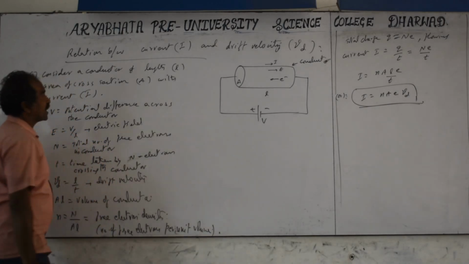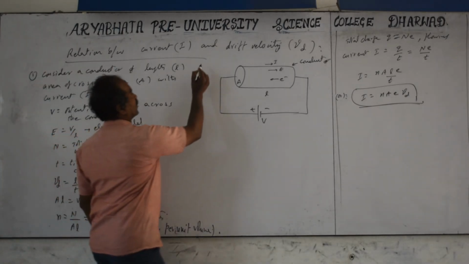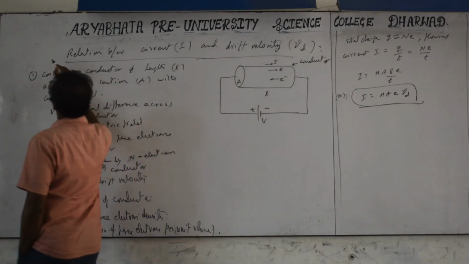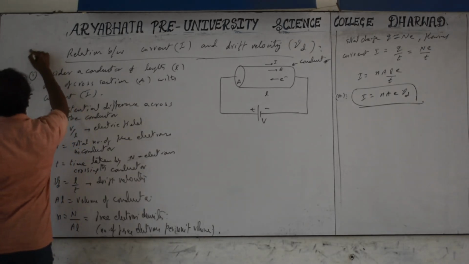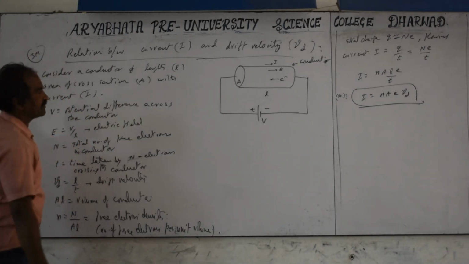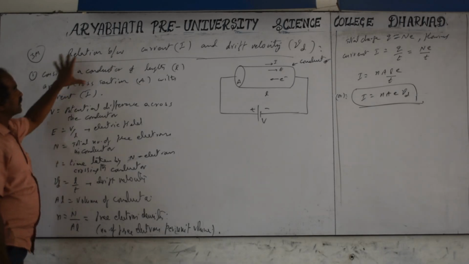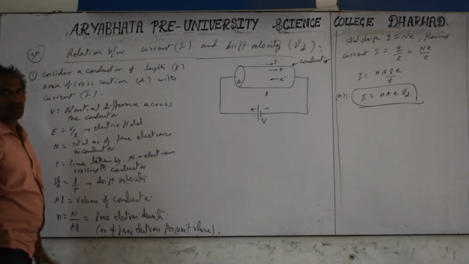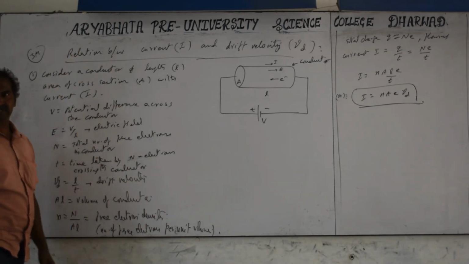Relation between current I and drift velocity V_d. This is important for 3 marks. It is a 3-mark derivation, and almost every year they will ask you. They generally don't ask it like this. They will give the equation I equals nAV_d and ask you to derive this expression.